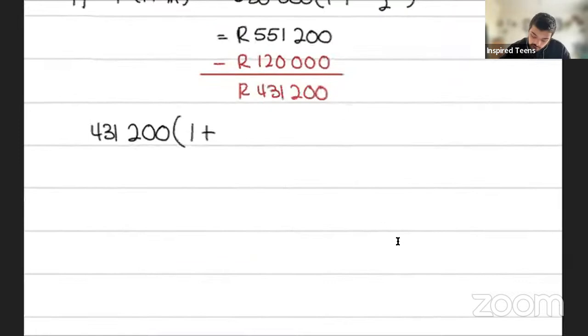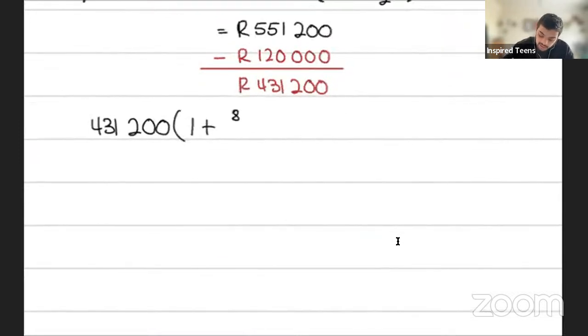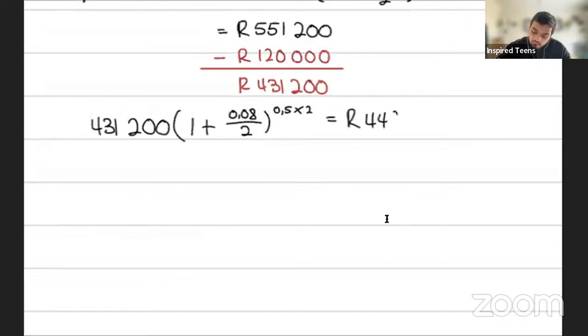We stop at every change. So this goes for 6 months. The interest rate currently is still 8%. It's still compounded semi-annually. And we're going to stop at half a year because that's when the next change is. So it's N times M. When we do this calculation, we get an amount of 448,448.